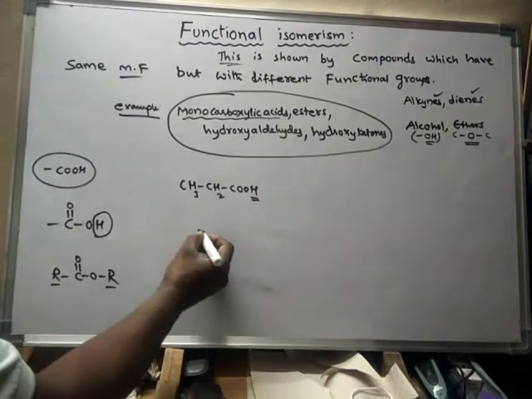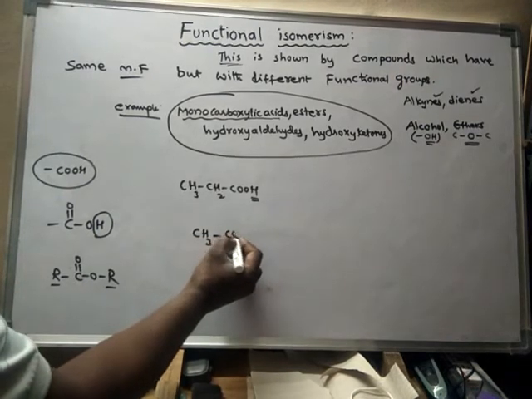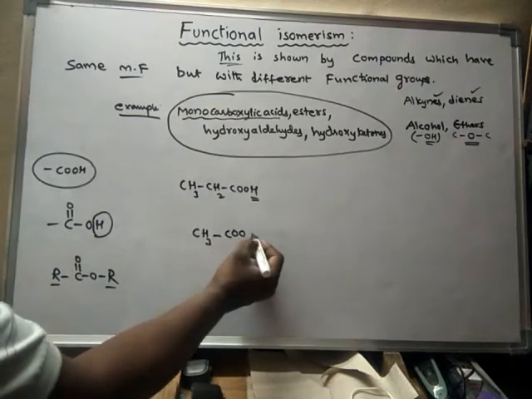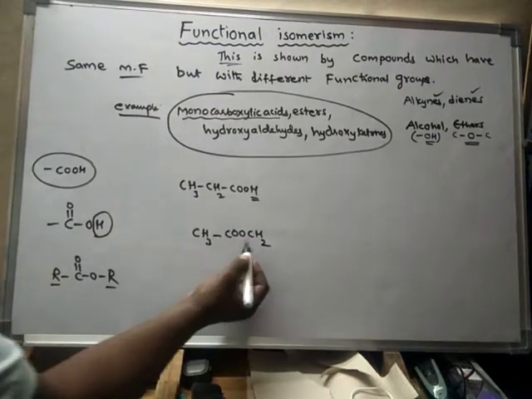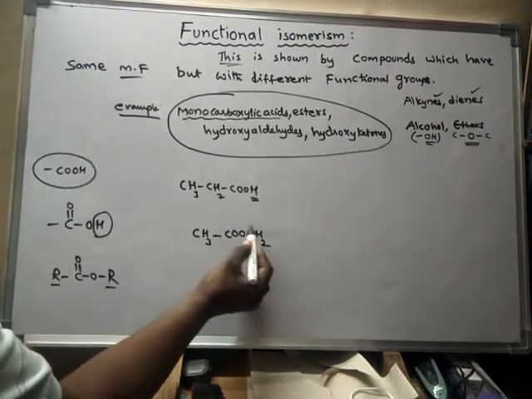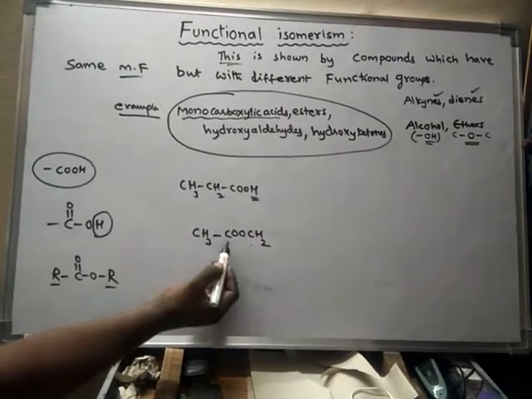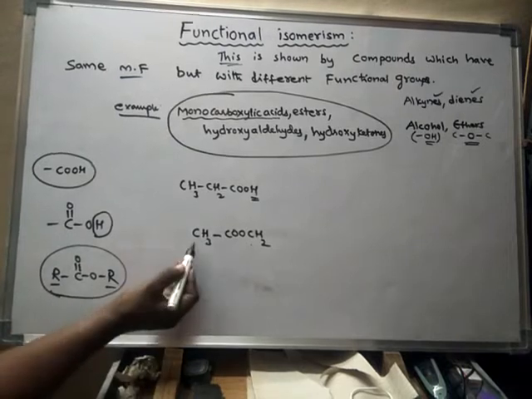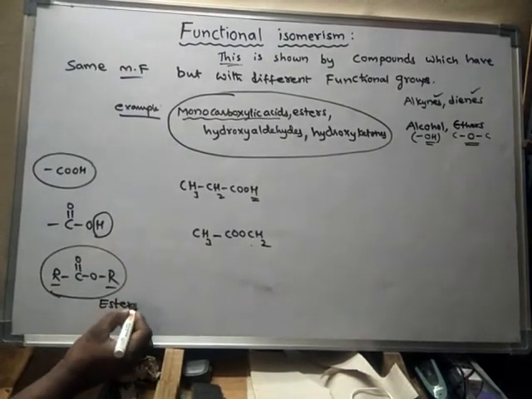Suppose it is like this: CH3COOCH2... If it is like this, here this hydrogen is replaced by CH2. So that means it is in this form. This is an ester. This is the ester form.